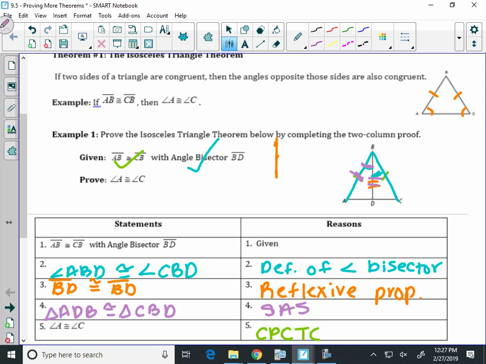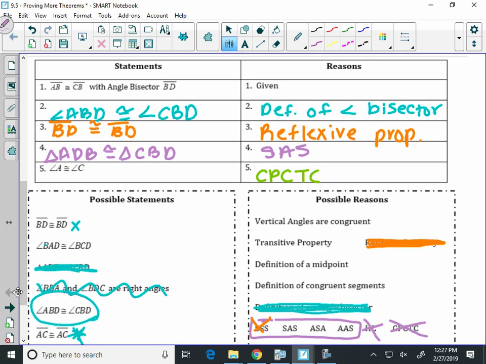If you're unsure, look at how many sides you marked. If you marked 3 sides in each triangle congruent, then it's going to be side, side, side. If you only marked 2 sides in each triangle congruent, then it has to be side, angle, side. If you only marked 1 side congruent, then it's one of these 2, and you just have to figure out what the pattern is in your triangle. So at least you're narrowing down your options.